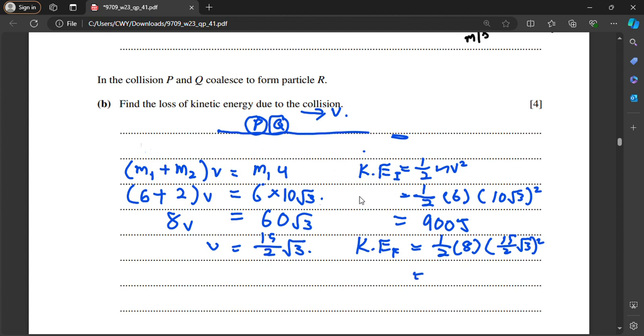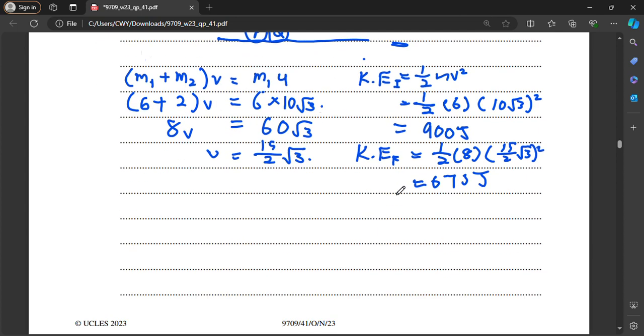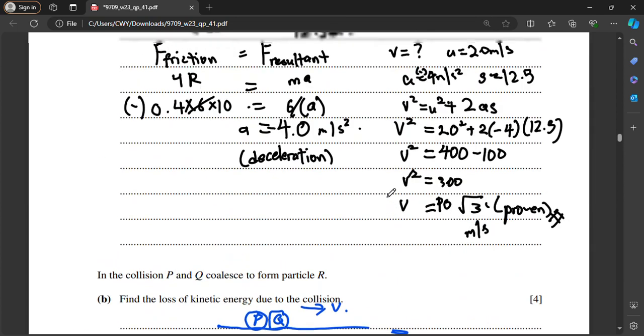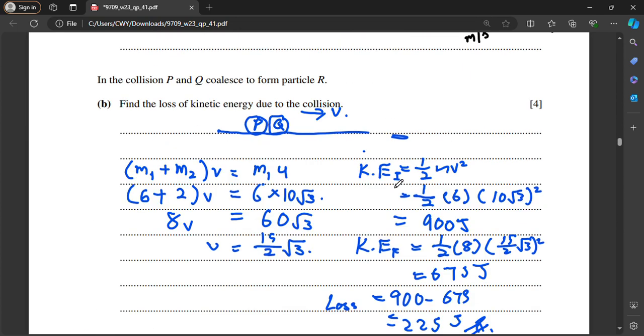675. So your loss in kinetic energy, you realize that there's a loss, is going to be 900 minus 675, 225 joules. So 3 SF, which is good. So this is how you do the second question.